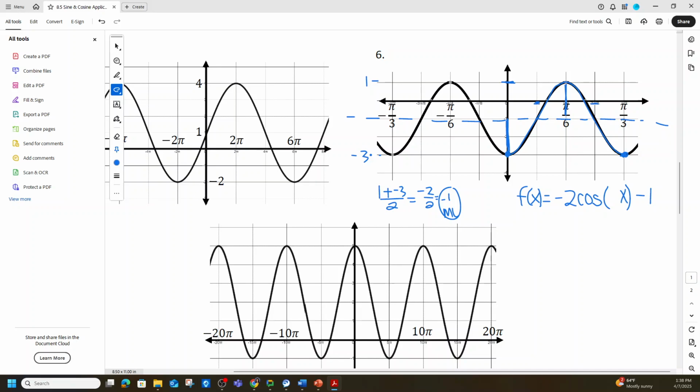-1. Okay, so we're almost there. We just haven't calculated the b. How are you guys going to calculate the b on this one? What's my period? Pi thirds. So I get to say my period, pi thirds, is equal to this formula. Does that make sense? Since p equals 2 pi thirds, you replace p with the pi thirds. Does that make sense?